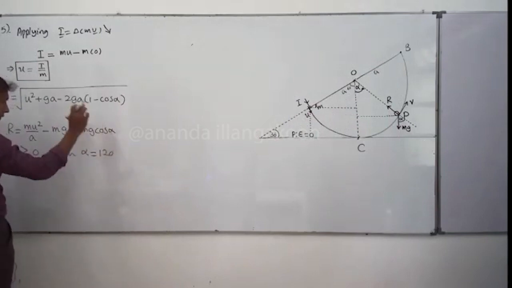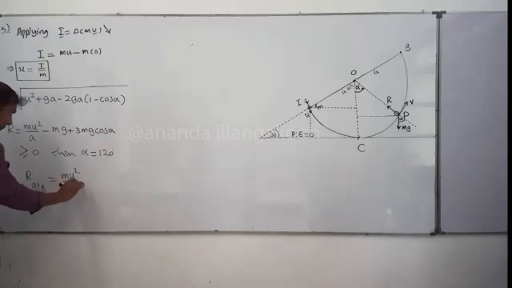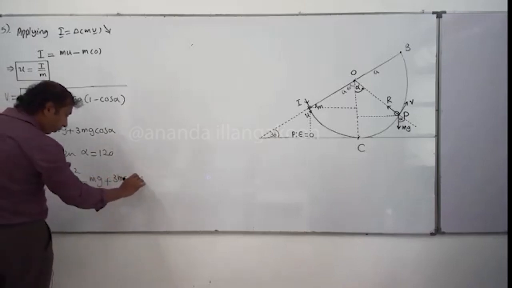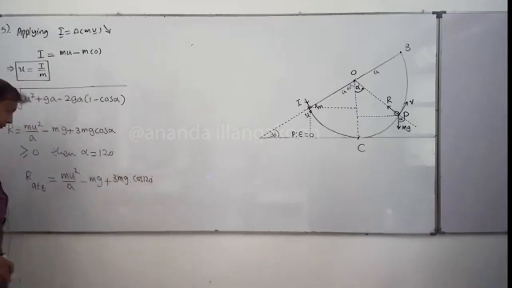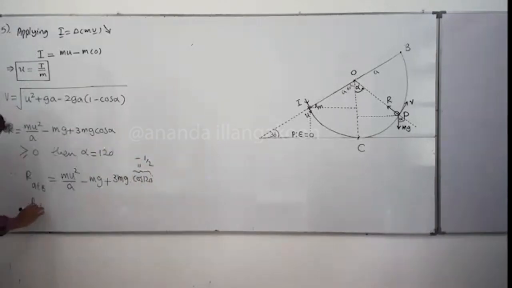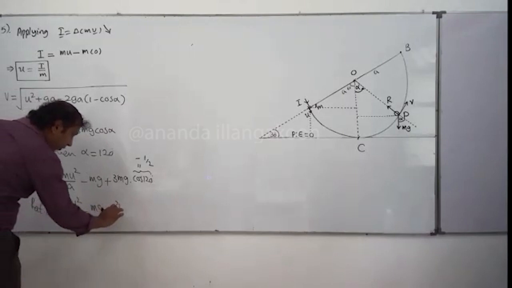Put that 120 here. Therefore, R at B equals mu squared upon a minus mg plus 3mg cos 120. Cos 120 is minus half, no? R at B equals mu squared upon a minus mg minus 3mg by 2.